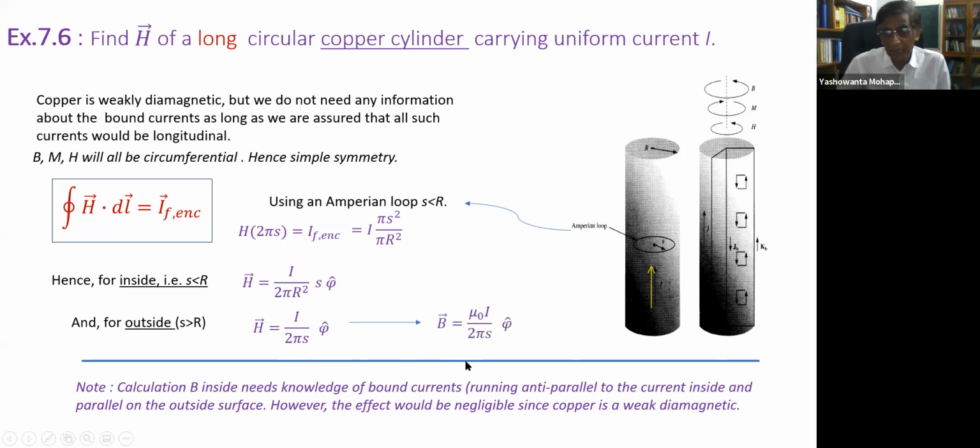B is of course mu naught I over 2 pi s, in the phi direction, right? Because as if it's a wire at the center. So I have calculated B by going through H without knowing the bound currents. That is what this illustration is all about.